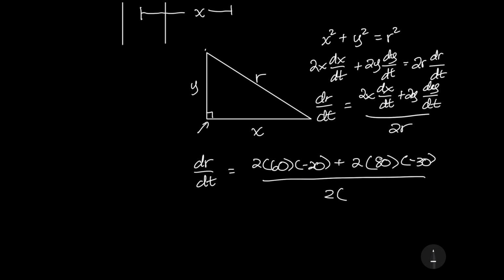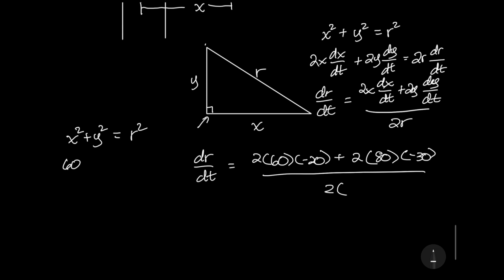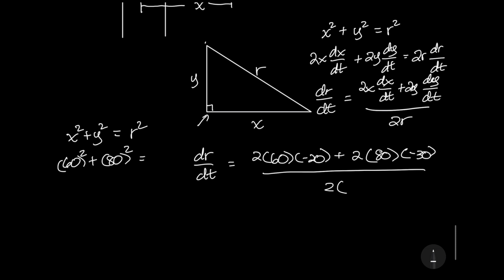Well, what is r at this instant in time when x is 60 and y is 80? For this one, we can solve for r using the Pythagorean theorem. So we know that x squared plus y squared is going to equal r squared. So 60 squared plus 80 squared has to equal r squared. So r is going to equal the square root of 60 squared plus 80 squared. Let me use a calculator real quick: the square root of 60 squared plus 80 squared is equal to 100. So r is going to equal 100.